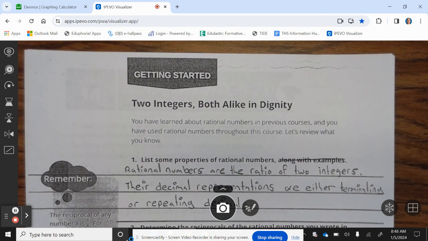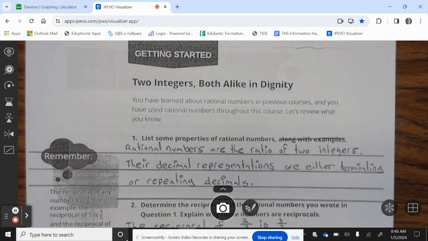Getting started. Two integers, both alike in dignity. You have learned about rational numbers in previous courses, and you have used rational numbers throughout this course. Let's review what you know.